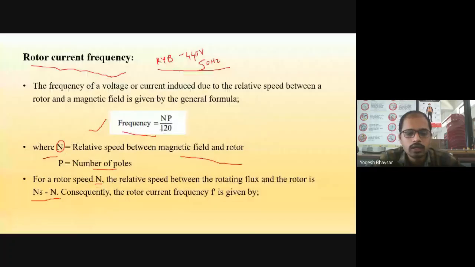So this is nothing but the relative speed between the rotating flux and the rotor. ns minus n is nothing but the relative speed, the difference between both speeds. So consequently, the rotor current frequency, which we will denote by f dash, is equal to ns minus n.